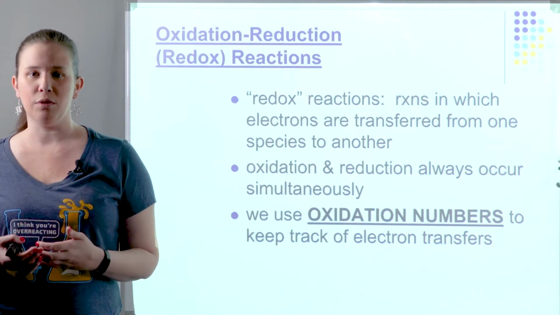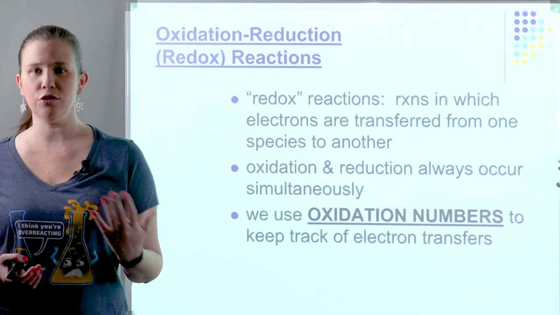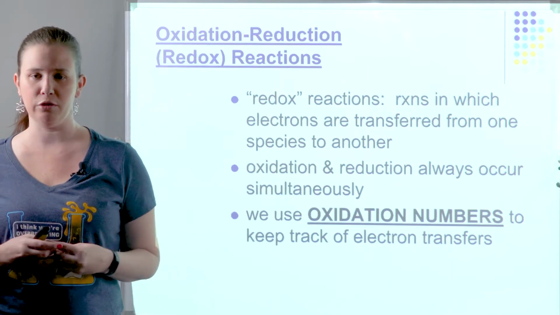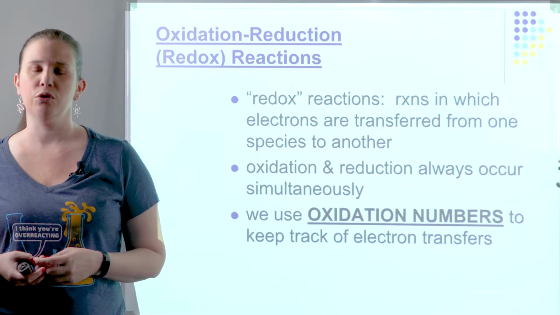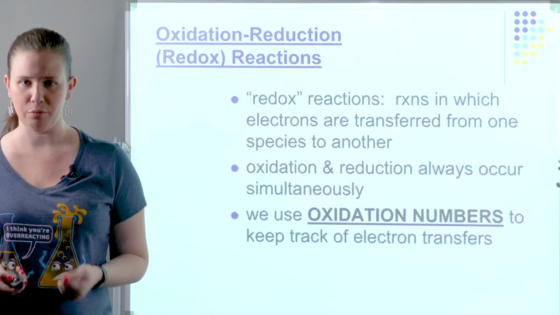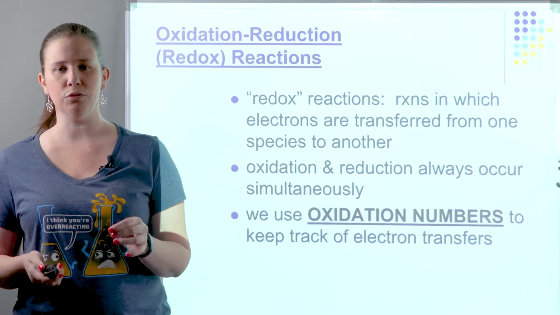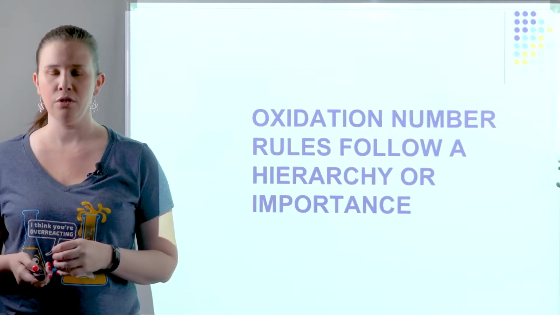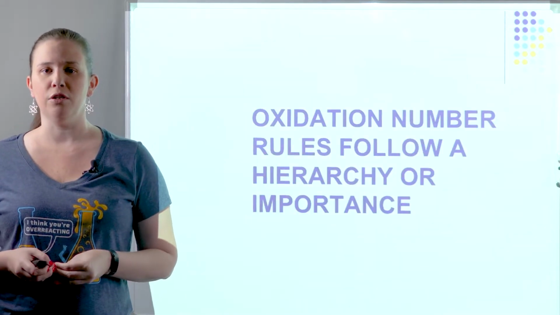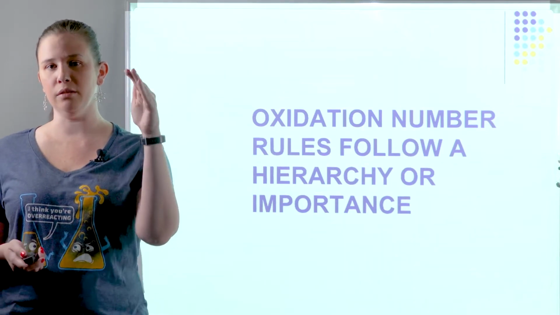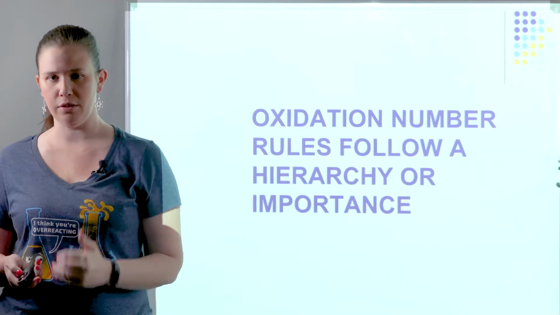We need to make sure that we're keeping track of these electrons so that we're not writing equations that aren't balanced in the number of electrons. And so to do that, we're going to use something called oxidation numbers. Related to the charges, but just a few more rules to guide the oxidation numbers. So these rules follow something called a hierarchy or an order of importance. So you would follow rule number 1 before you would follow rule number 2, and so on.